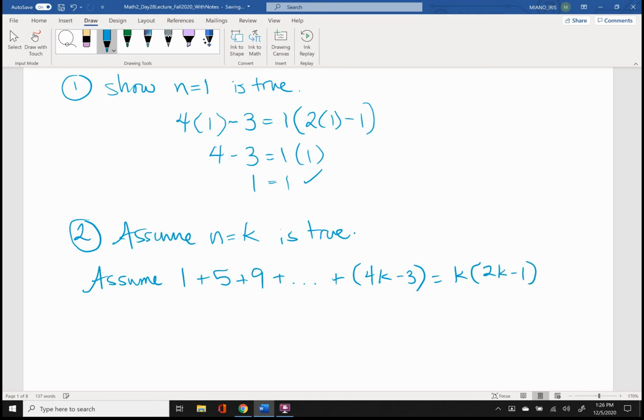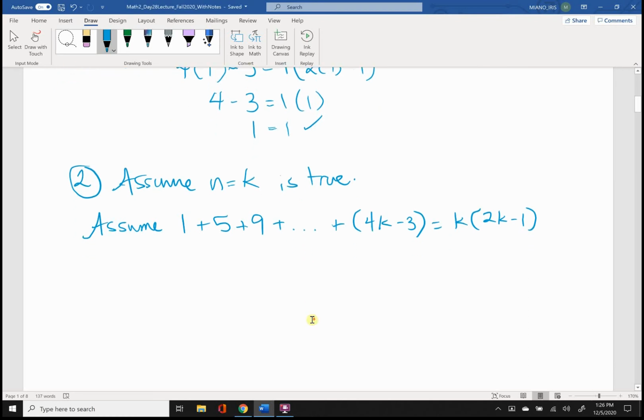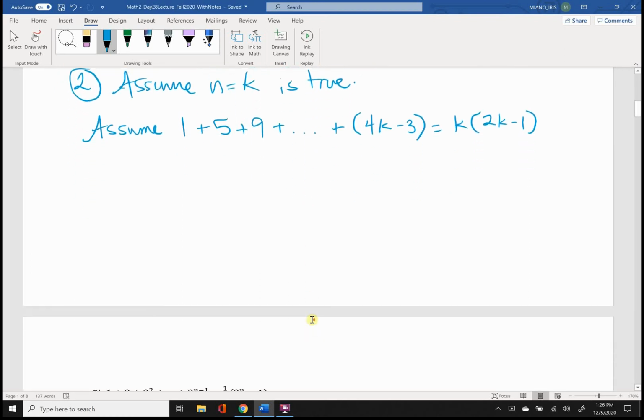And there's nothing to do here as far as simplification is concerned. You are simply stating that we are assuming that this equation is true, that no matter what we would put in for k, it's going to be true.